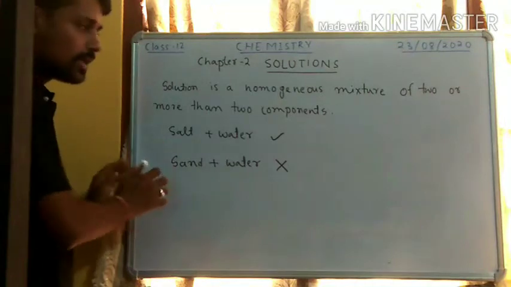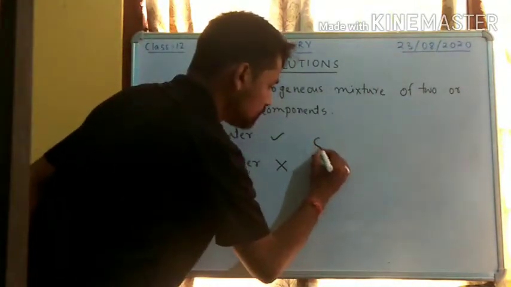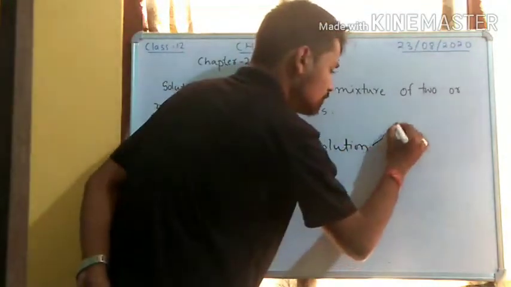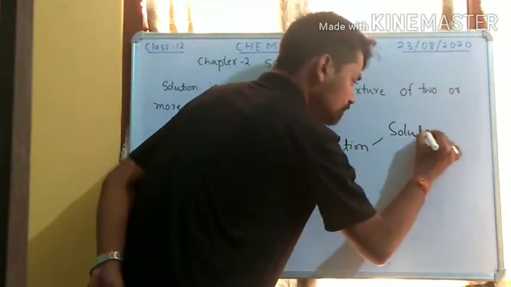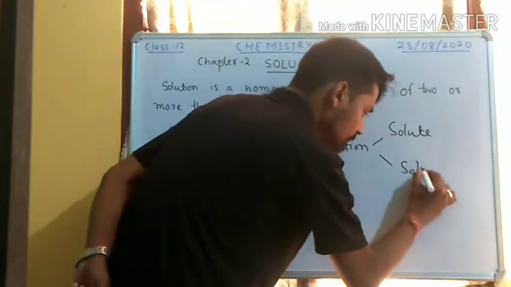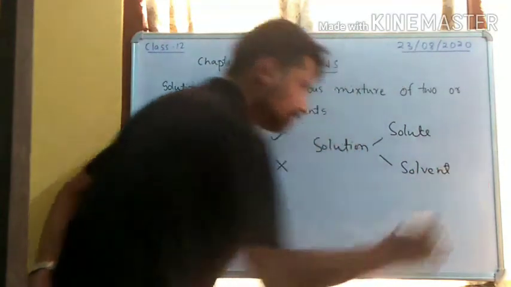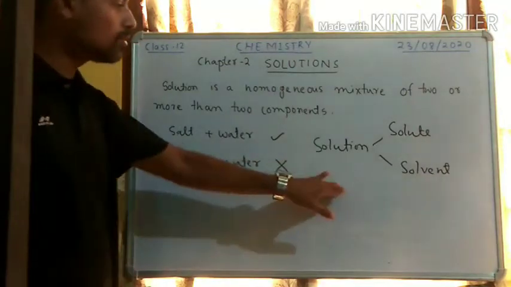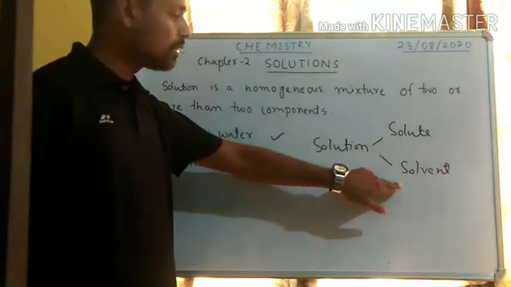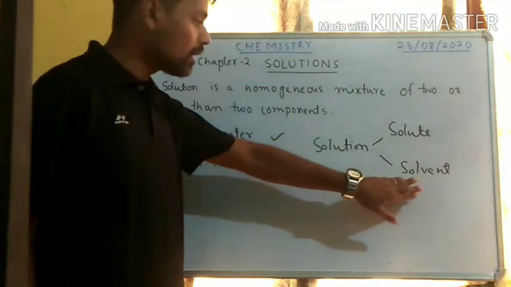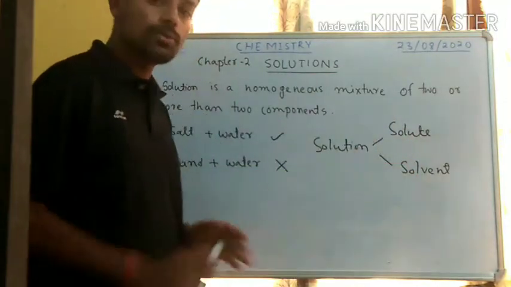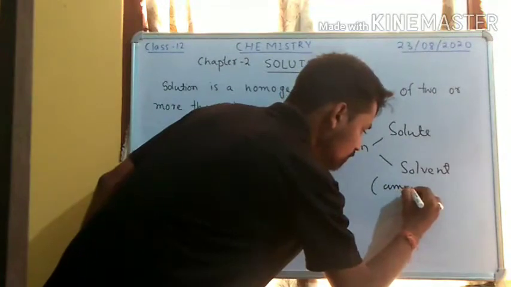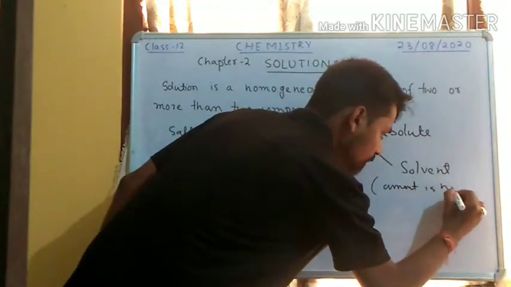In a solution, there are two components known as solute and solvent. The amount of solvent is always higher than solute.